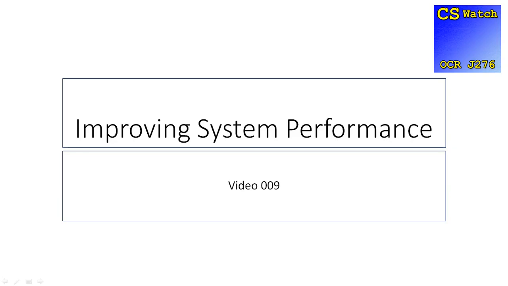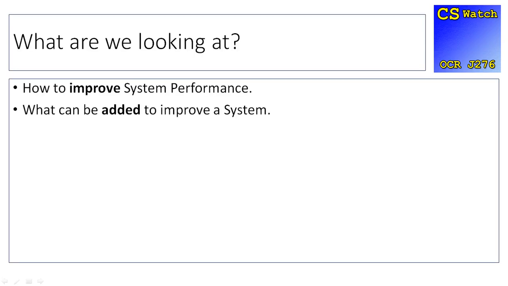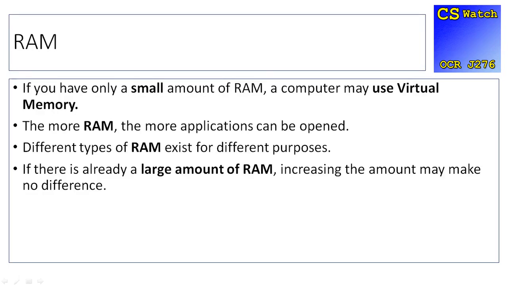Hello there, and welcome to this CSWatch OCR J276 video where we are going to be looking at how we can improve system performance. So we're going to be looking at how to improve system performance, what can be added to improve a system as well. First of all, let's look at the RAM.